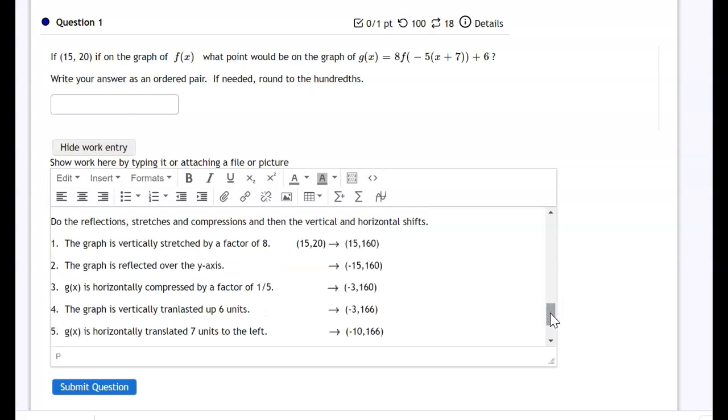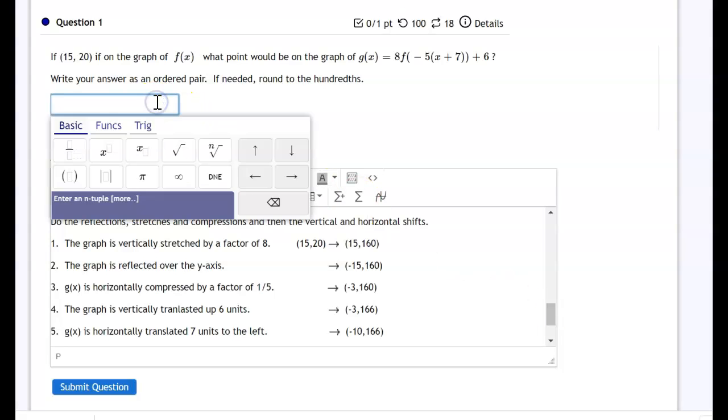Step 1, I might stretch it by a factor of 8. So (15, 20) becomes (15, 160). I might reflect it over the y-axis, so (-15, 160). Compress it by a factor of 1/5 horizontally, so (-3, 160). Multiply that -15 by 1/5. Translate it up 6 units, so (-3, 166), and then left 7 units, so (-10, 166).